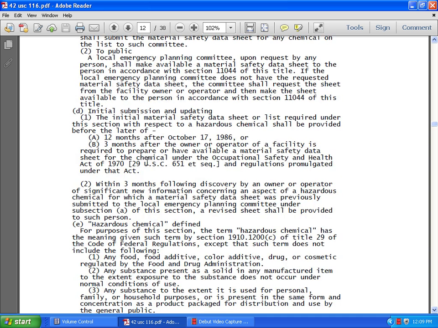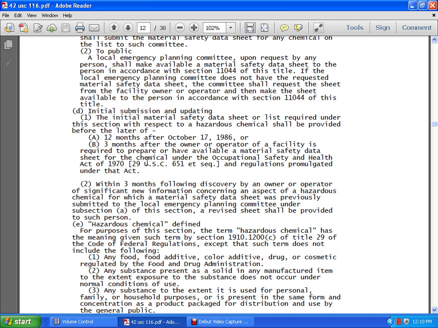Initial submission and updating. The initial material safety data sheet required under this section for a hazardous chemical shall be provided before the later of: A, 12 months after October 17, 1986; or B, 3 months after the owner or operator of the facility is required to prepare or have available a material safety data sheet for the chemical under the Occupational Safety and Health Act of 1970 and regulations promulgated under the Act.